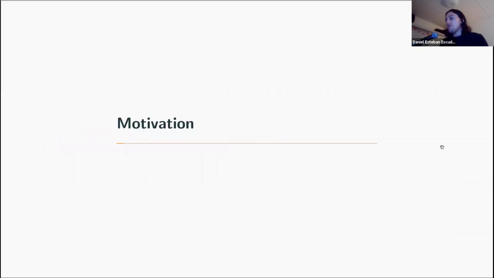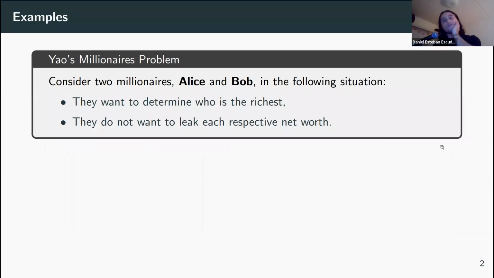Okay, so let's begin with the motivation for MPC. Consider this classical problem, which if you were learning about this at some point, you probably already faced. It's like the flagship example we use in MPC. So consider two millionaires, Alice and Bob, and they are in the following situation.